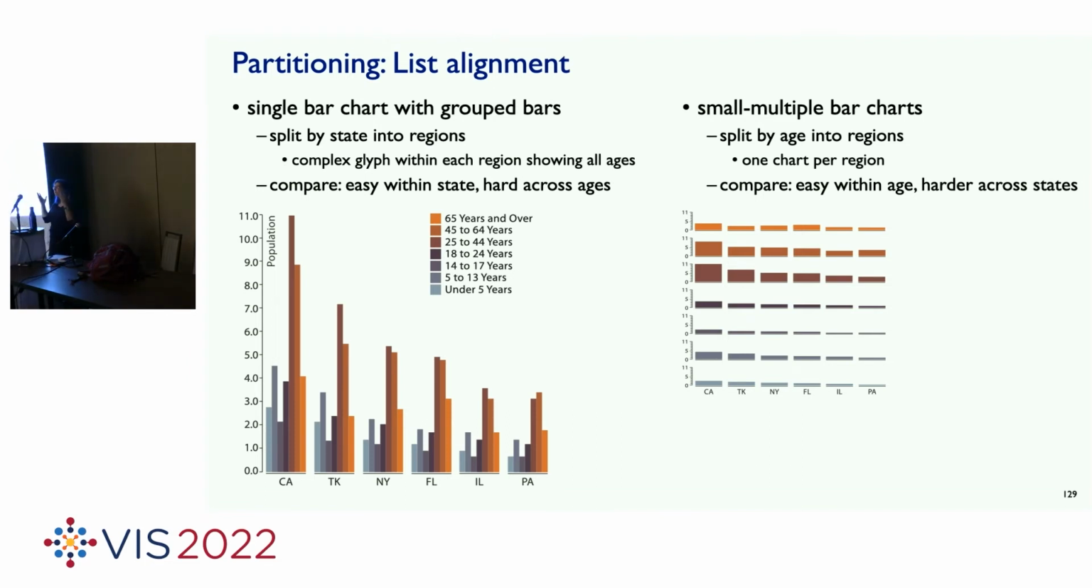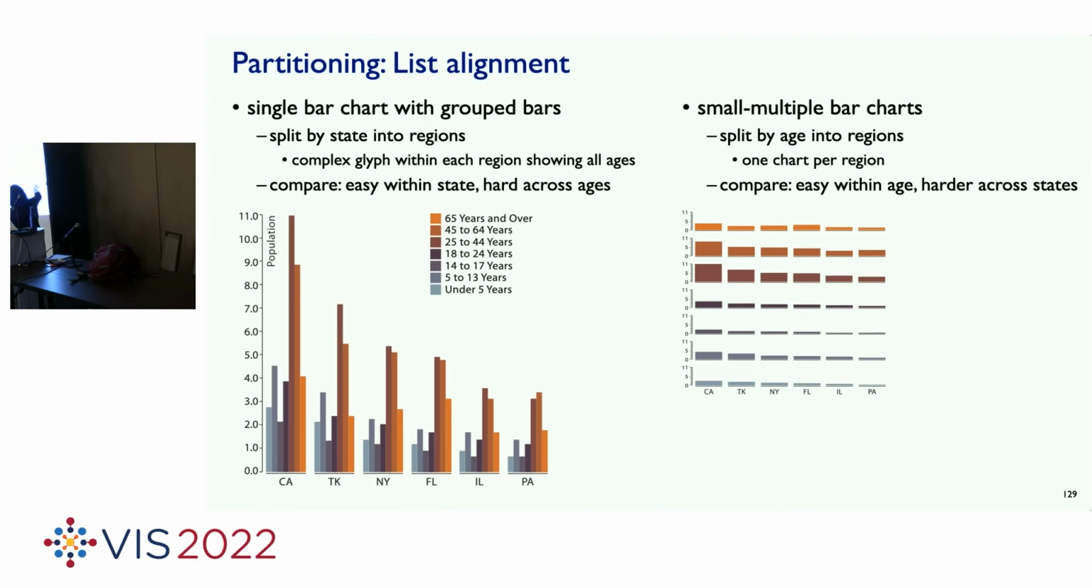And so if first you split by state into regions, and then within the regions you have a grouped bar, which is basically a glyph made of multiple single bars, well then it's really easy to compare within state, but it's really hard to compare across the ages. You can immediately see on the left that there's roughly the same pattern for every state, and that's trivial to see. But it's kind of harder to compare the middle-aged people.